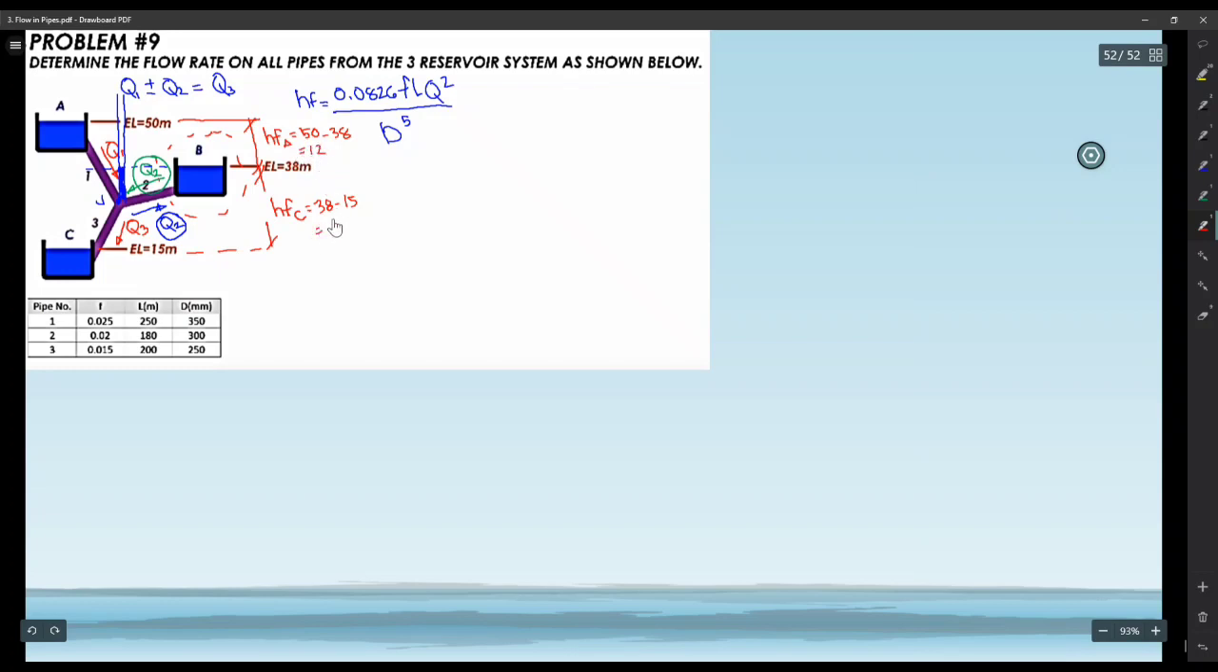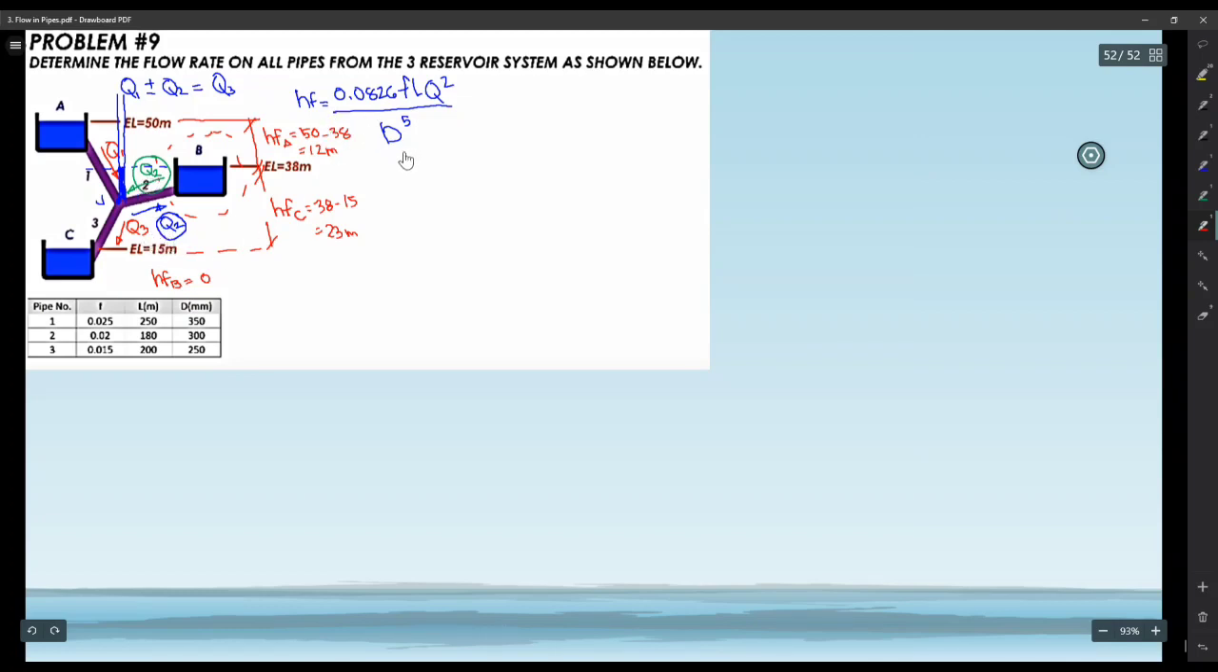And the other one, 38 minus 15, is equivalent to 23 meters. Okay, since we now have the values of the head losses, what happened here is that since we leveled the piezometer, the flow rate Q2 and the head loss at point B, tama, 5.2. The head loss at B will be equal to 0. Since we have the values of the head losses at points A and B, we can compute the flow rate. From this, we will know how the water flows in reservoir B.